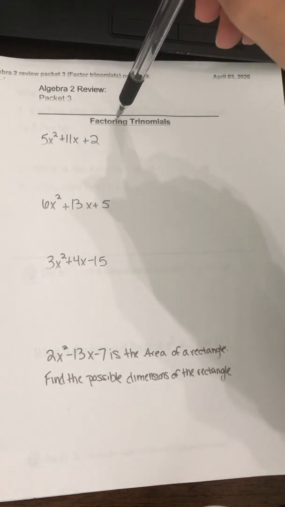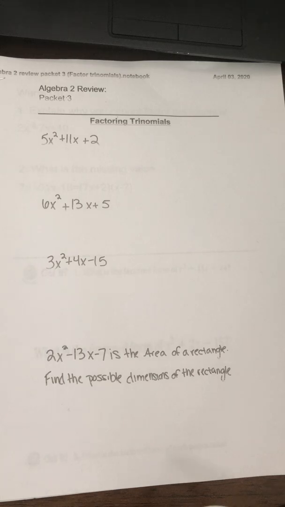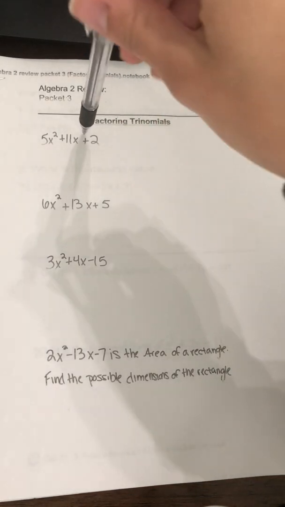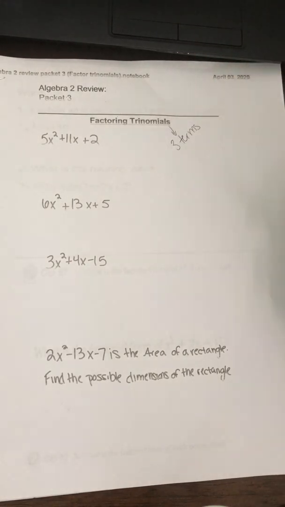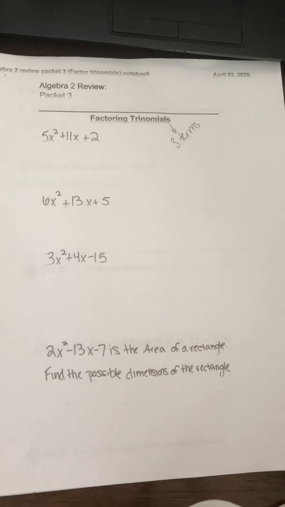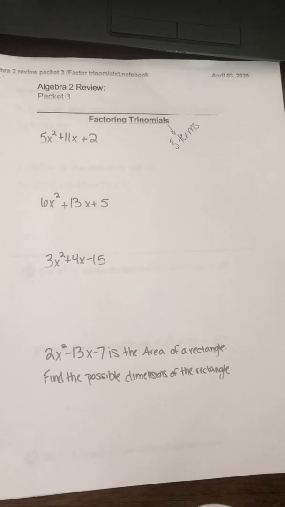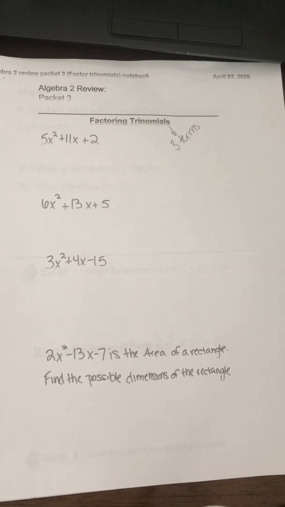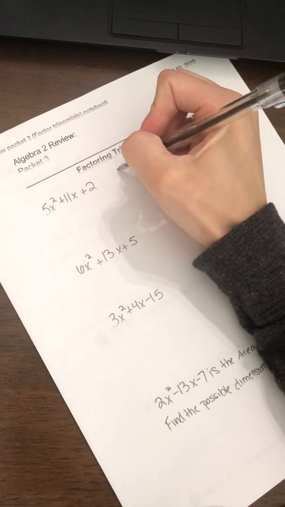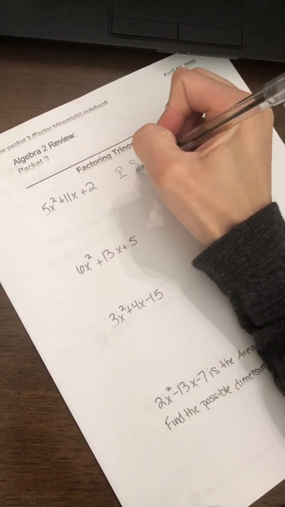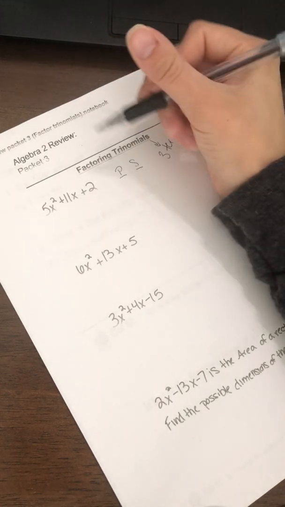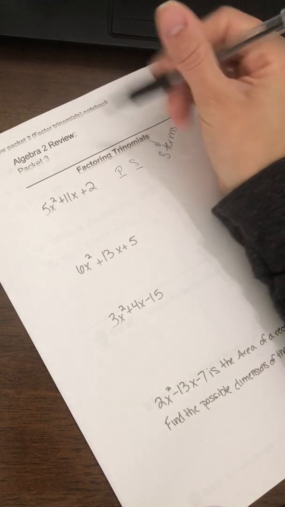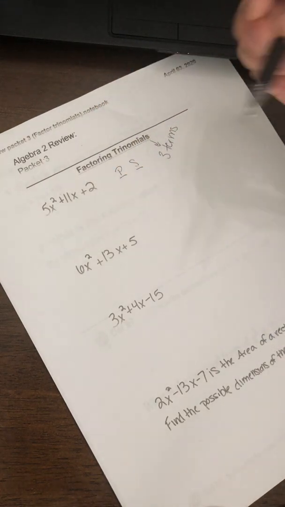We're still factoring. Last week we factored when there's 4 numbers or 2 numbers. And this packet is we're going to factor when there are 3 numbers or 3 terms. And we've done a little bit of this during bell work this year, but basically we're using the product and sum. P stands for product, S stands for sum. So you use this again when you have 3 numbers that you need to factor.